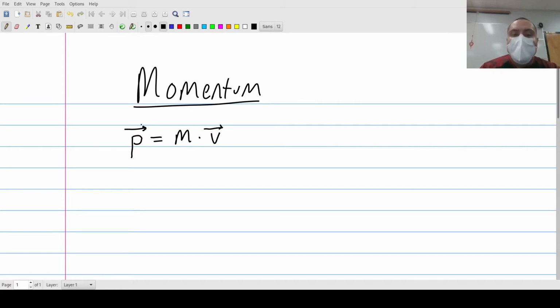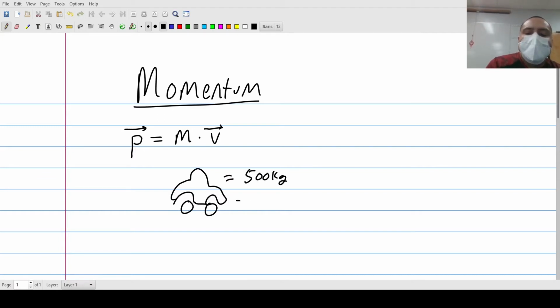Now that we have that, let's take a very quick example. Let's imagine that we have a car here. This car has a mass of 500 kilograms, and let's say it's moving this way at 2 meters per second. Again, since we have to care about direction, we need to decide which way we want to call positive. I'm going to call to the right positive just to make things easier.